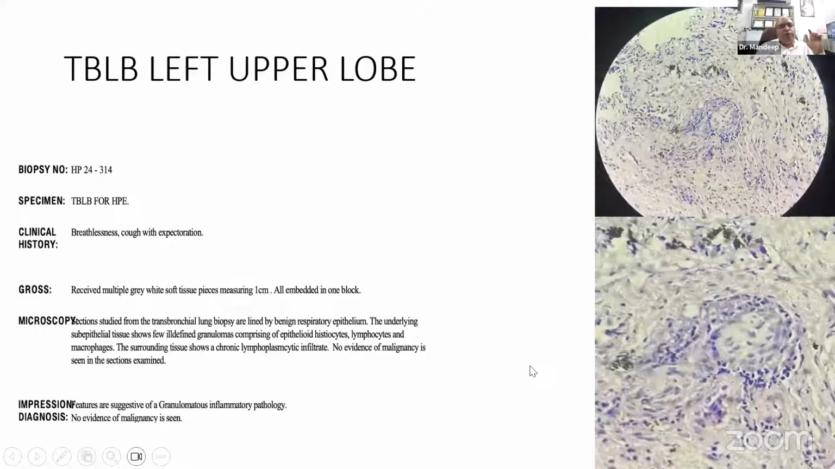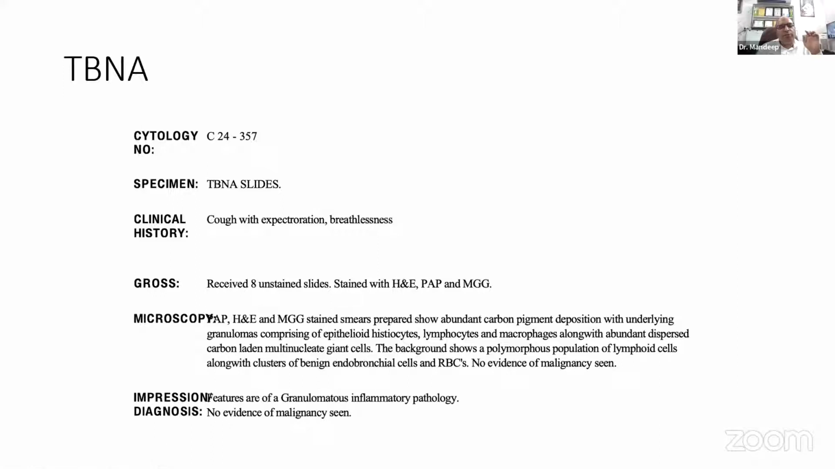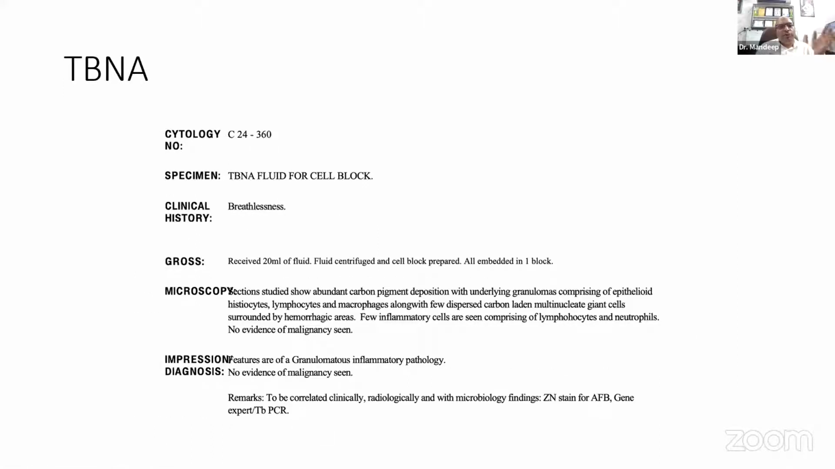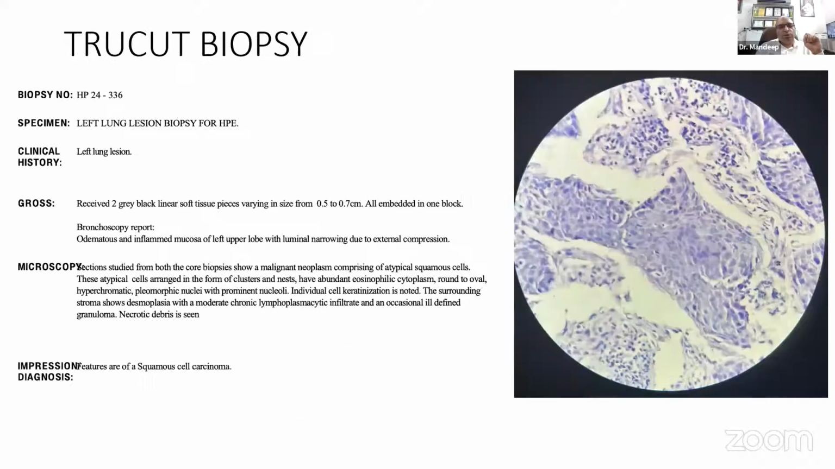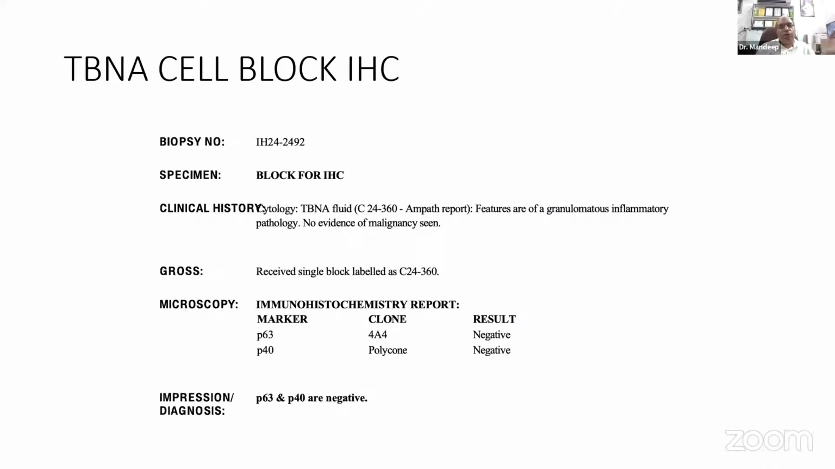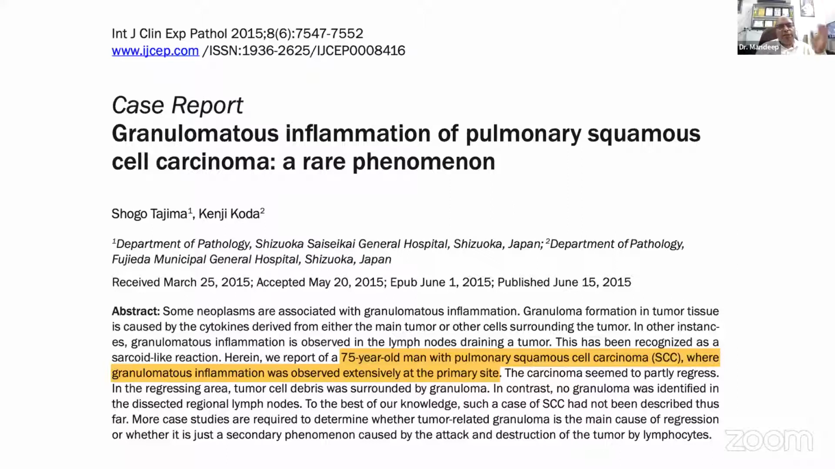TB was negative. Left upper lobe TBLB was taken, which showed a granuloma. Also, EBUS TBNA was done, as there was no endobronchial lesion. It again showed granuloma, but TB was negative. MTB PCR was negative. We were suspecting CA from the beginning. So we did a peripheral CT-guided true-cut biopsy, which yielded squamous cell CA. So again, for confirmation, we did the cell block IHC on the EBUS TBNA, and it also came to be negative. So rarely, granulomatous inflammation has also been reported in squamous cell CA.